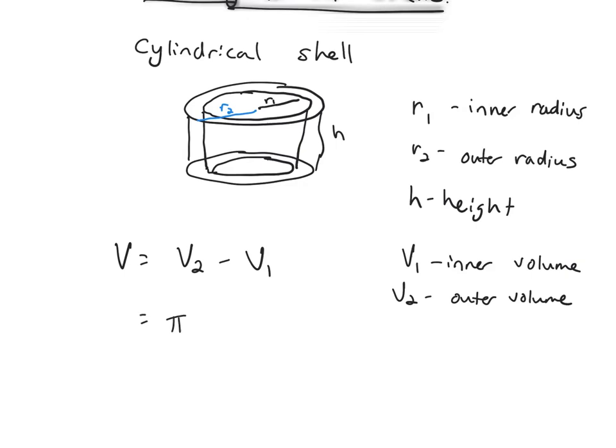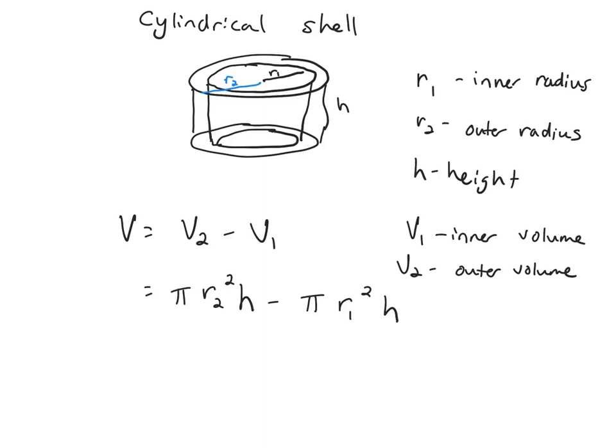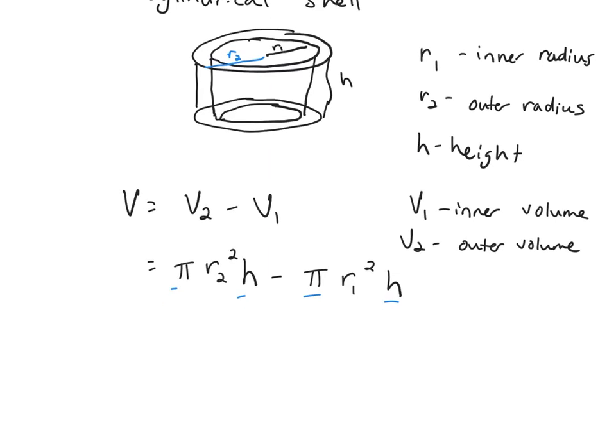This is pi. I'm using the outer volume, so it's R2. That's my radius for the outer, squared, times h, minus pi R1 squared times h. These things have a lot in common though, right? These two terms, they both have a pi and they both have an h. So I'm going to factor those out. I'm going to factor pi R2 squared minus R1 squared, and I'm going to factor the h out on the backside.